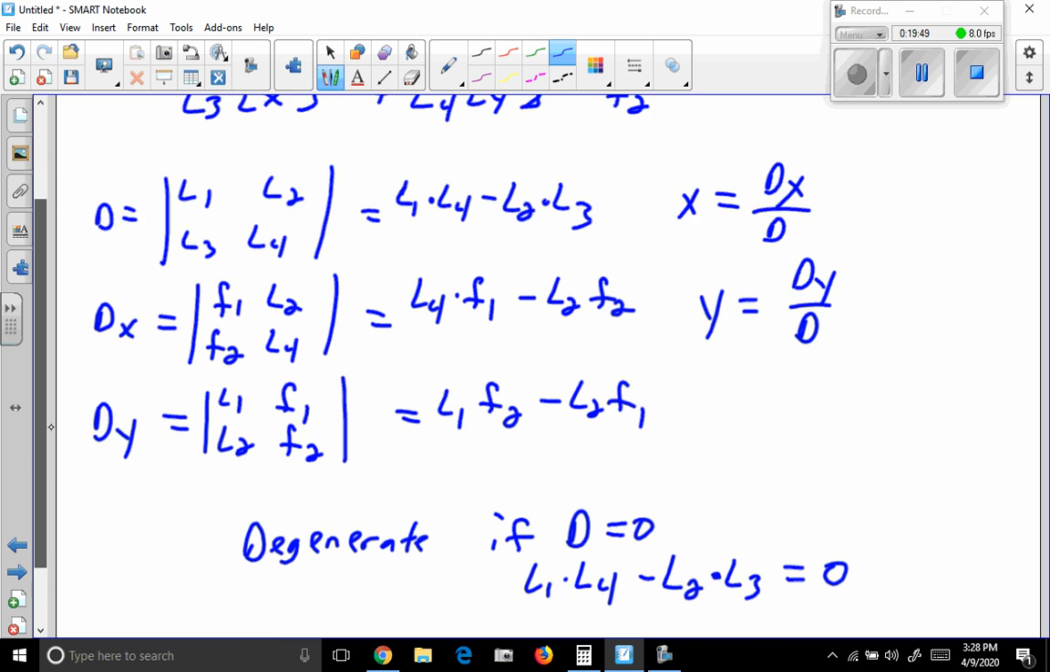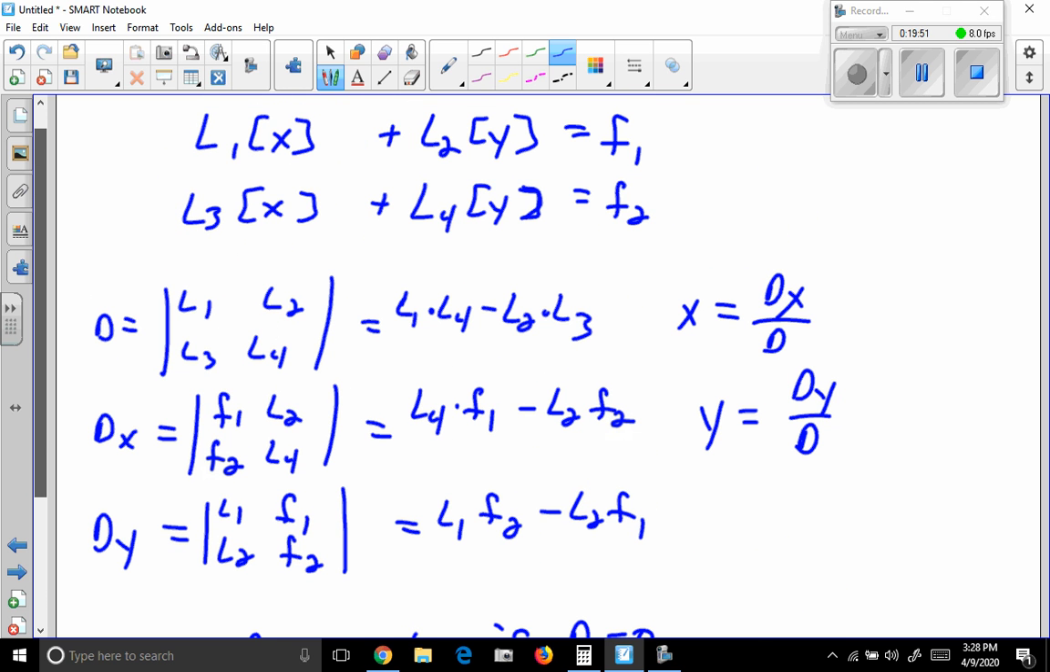Now, if that determinant is not 0, then we should get a solution for x and a solution for y. And notice they may have functions over here. In the example we did a minute ago, we had zeros on the right side. It was homogeneous. But it could be that it's not homogeneous, so we have to get our general solution by getting both our homogeneous and our particular solutions when we solve for x and we solve for y.